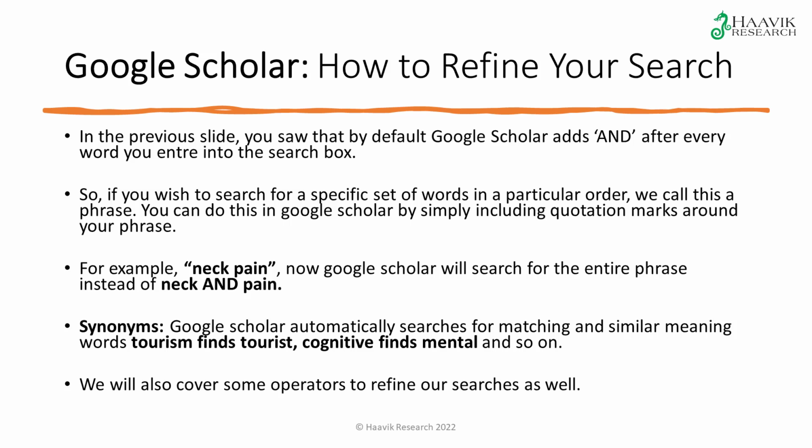Another good thing to know is that Google Scholar already uses synonyms. So Google Scholar will automatically search for matching or similar meaning words. So if you put in tourism, it would also look for tourist. If you put in cognitive, it would also look for mental, and so on. So it's quite good to know that Google Scholar is reasonably smart, and you don't necessarily have to have thought of every possible synonym word. It will do that for you.